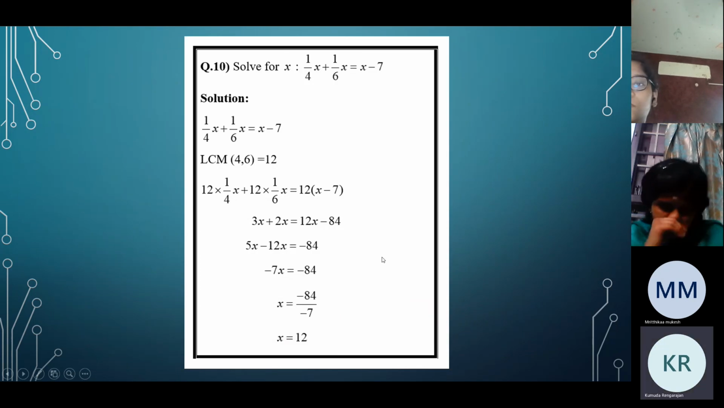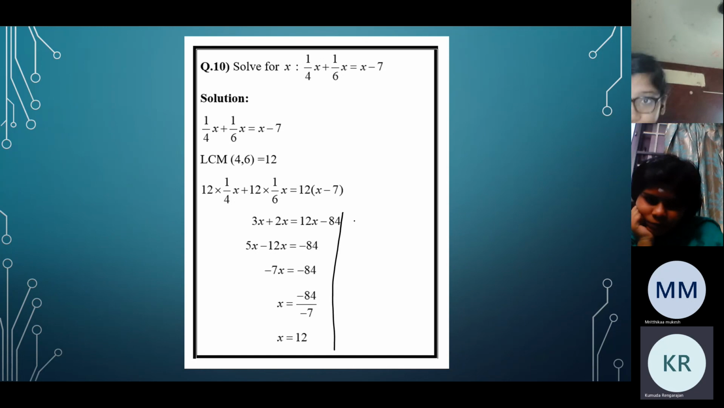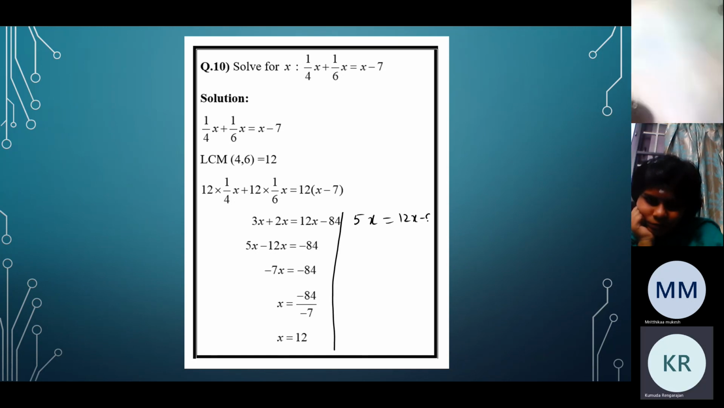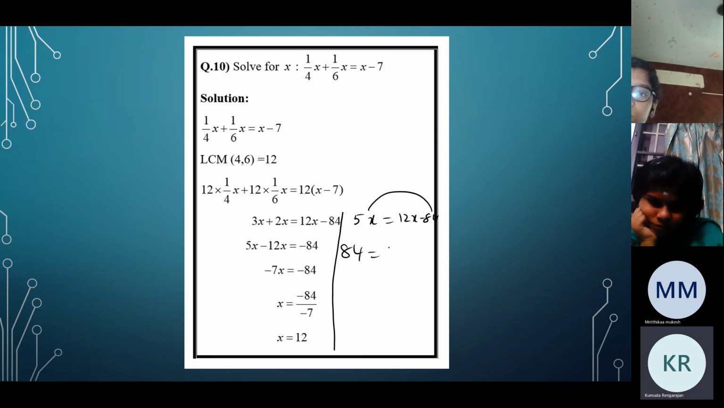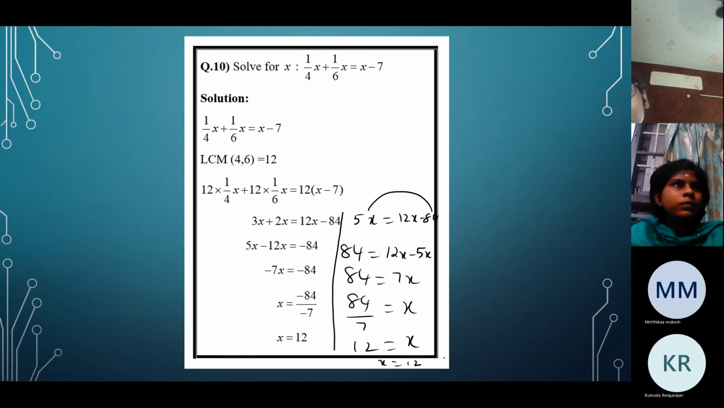Yeah, you can. Yes, you can take all the x terms to the LHS. So what will you get after that step? After the step, you'll take everything. So 5x is equal to 12x minus 84. So 84 will come here. So it will be plus 84 is equal to 12x minus 5x. So 84 is equal to 7x. 84 by 7 is equal to x. 12 is equal to x. X is equal to 12. Yes, ma'am.